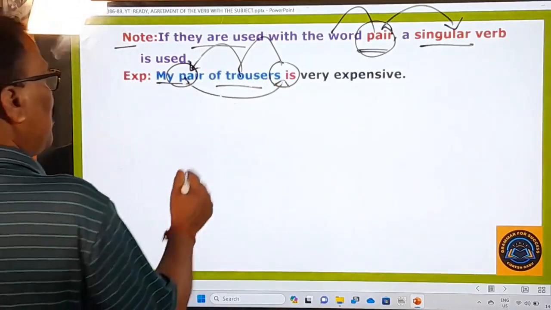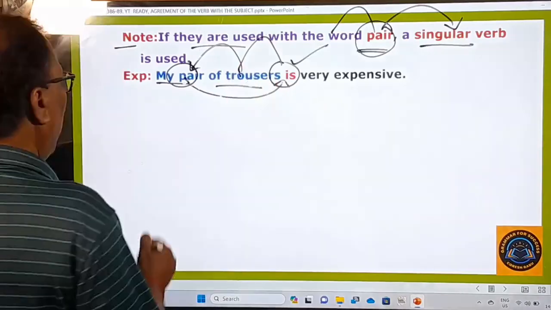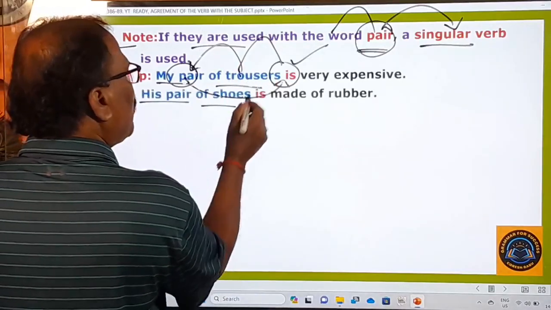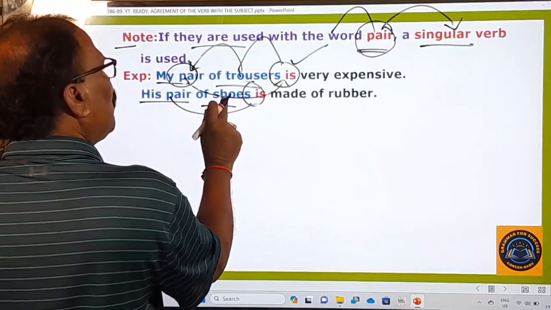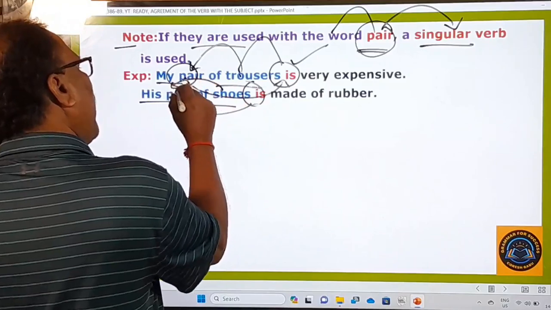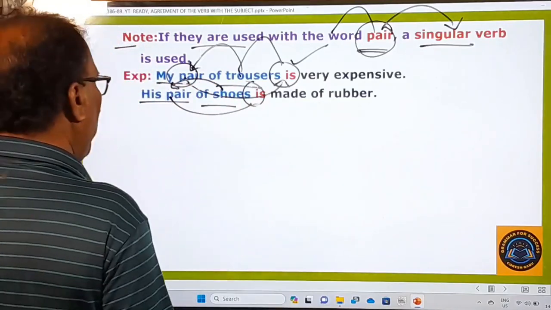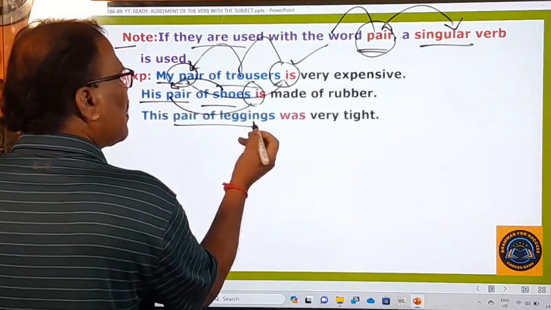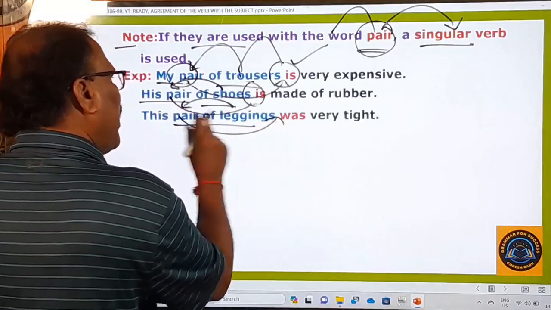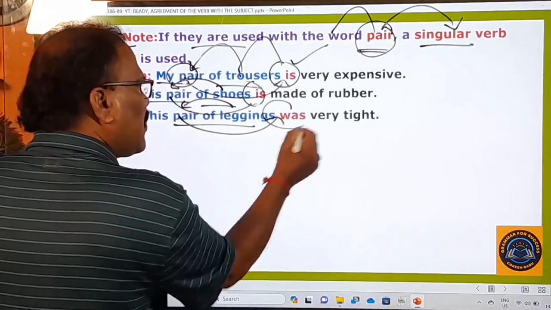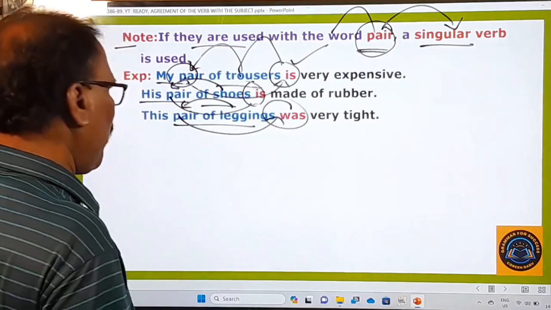Okay, and don't use the helping verb on seeing this word trousers. And here, see, his pair of shoes is his pair. We are not talking about the shoes, but these shoes are taken into pair, and pair is singular. That's why his pair of shoes is made of rubber. This pair of leggings is a plural word, but it is taken into a pair. That's why it is singular. Pair is always singular, and that's why we are using a singular helping verb or main verb.